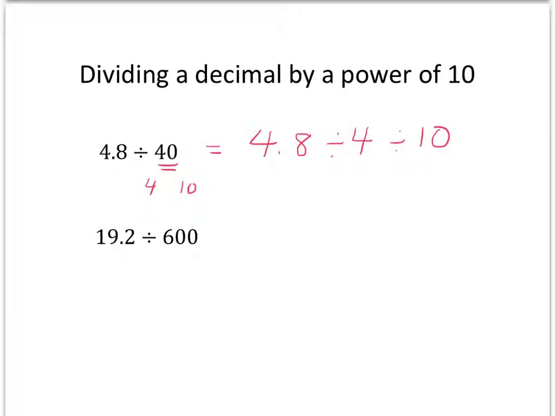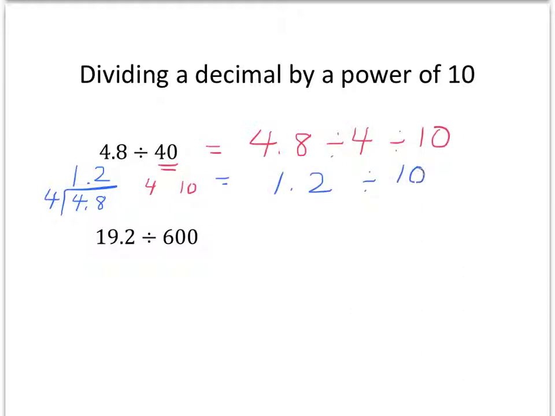Okay, so 4.8 divided by 4, I'll just do on the side here. You might know it already, but we'll just set it up. Keep my decimal places lined up. 4 goes into 4 once, and 4 goes into 8 twice, no remainder. So I get here that 4.8 divided by 4 is 1.2.